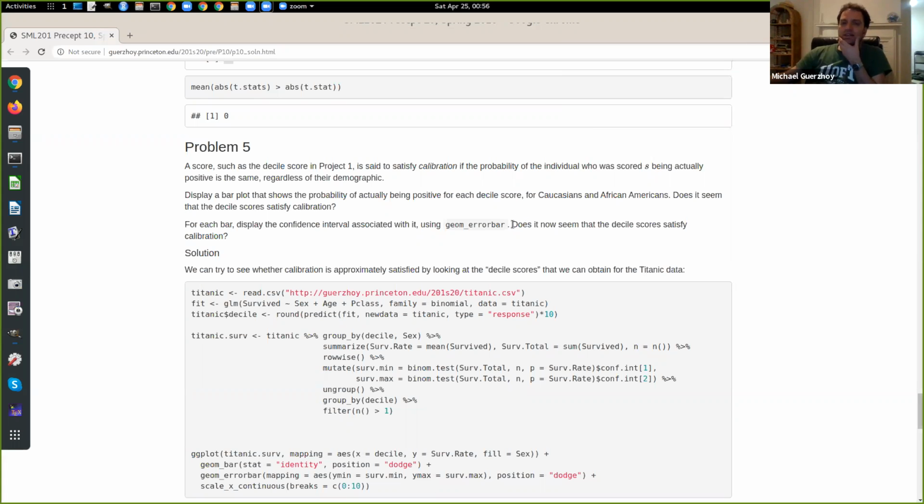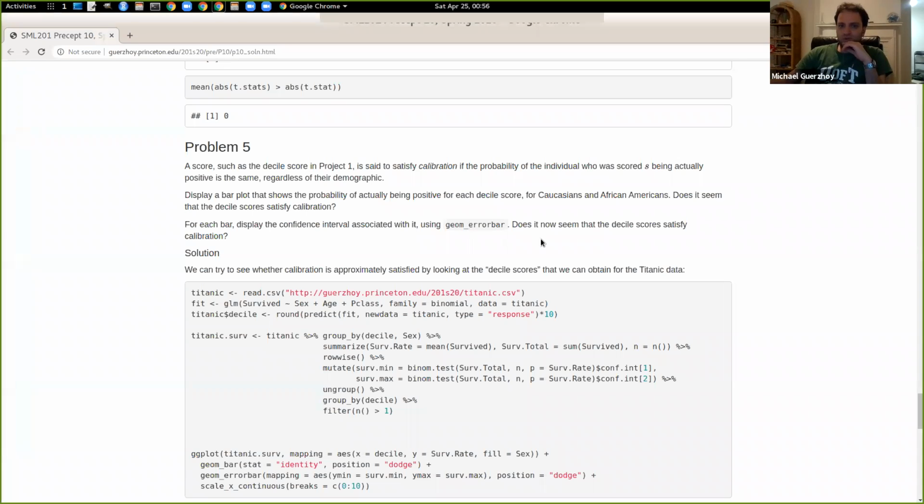So in this problem, problem 5 from Precept 10 in spring 2020, what we want to do is check whether a model that we train on the Titanic data set satisfies calibration. So we want to first display the bar plot that shows the probability of actually being positive for each decile score. And then we also want to display the confidence interval that's associated with it using geom error bar.